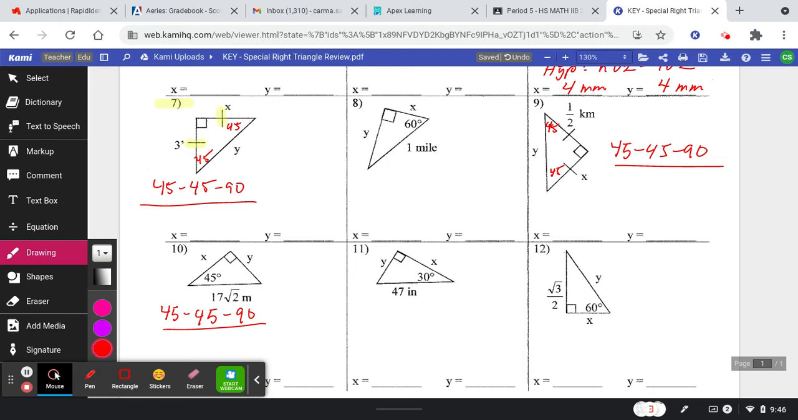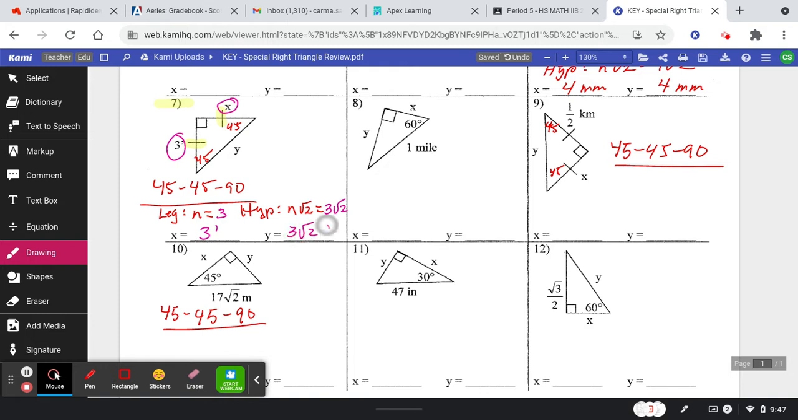Okay, so the rule is I've got my side length for my leg, and I've got my hypotenuse of leg root 2. And so in this one, does everybody see it? They gave me the side length of 3 feet right here. And that means that my other side length is also going to be 3 feet. And so my hypotenuse is just 3 root 2 feet, or you can put that little mark.